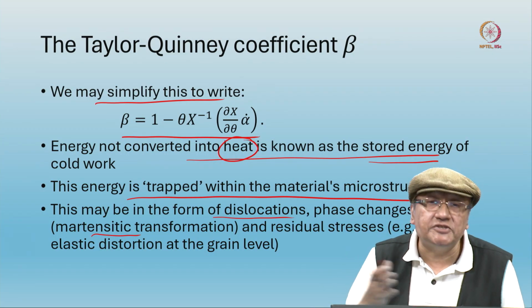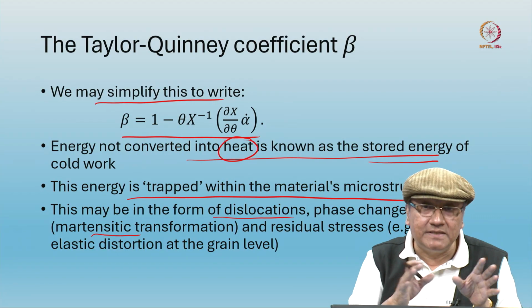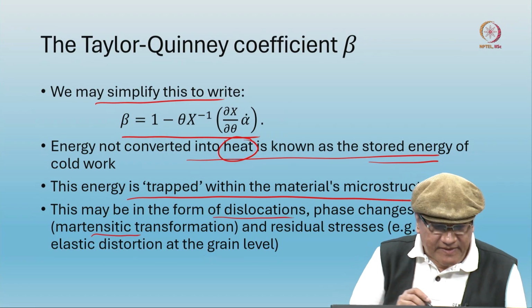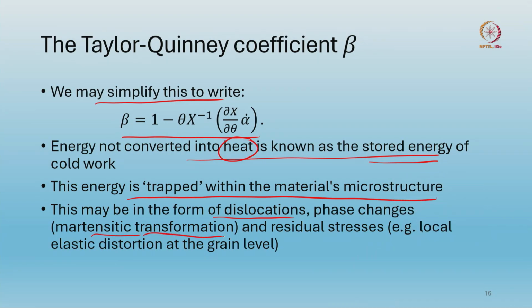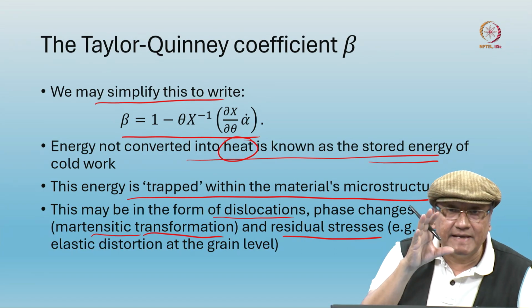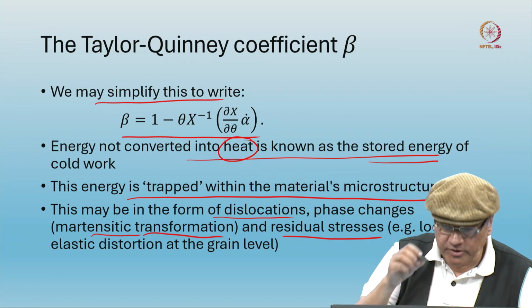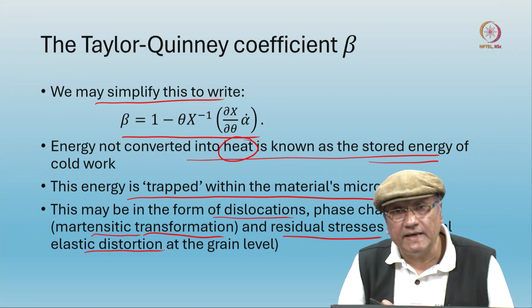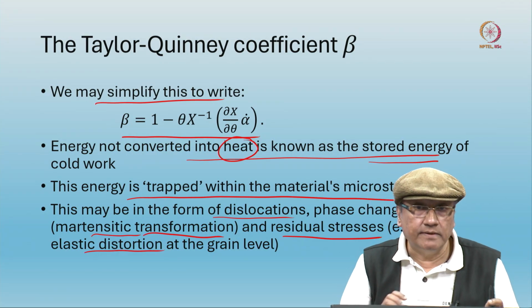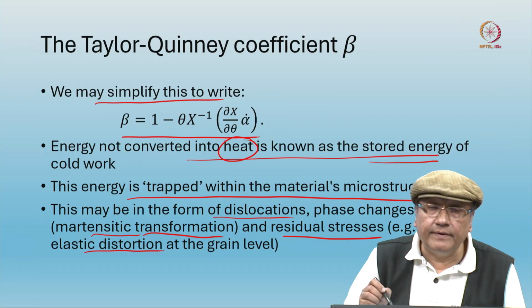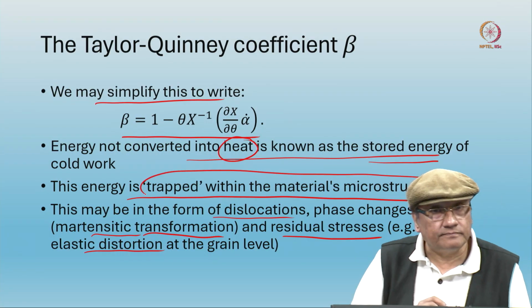In this case, there is no quenching needed. It is the internal heat configurations which are changing, adjusting themselves because of this plasticity. Because of that, you can actually get martensitic transformations, phase changes and residual stresses. These are stored because the grains or plastic crystals may undergo elastic deformation at the grain level, and so residual stresses may be there. All these effects are there in the form of this trapped energy.